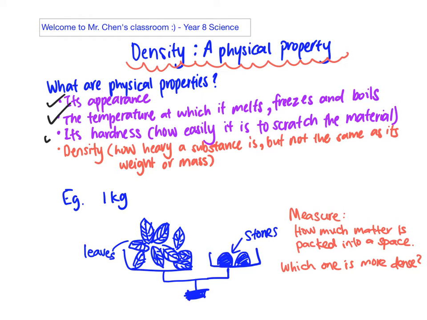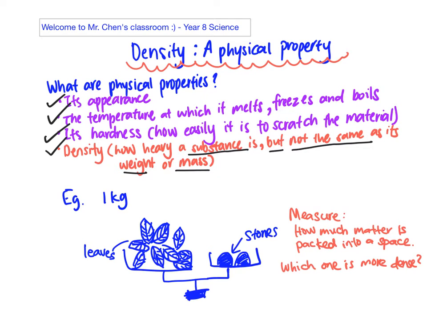Hardness here describes how easy it is to scrape the material. As we know, aluminium is actually pretty hard compared to, let's say, a piece of cheese. So aluminium is a lot harder. And the last one is the important one, which is density. It is the fourth physical property that we use to describe things. Density describes how heavy a substance is, but it is not the same as weight or mass.